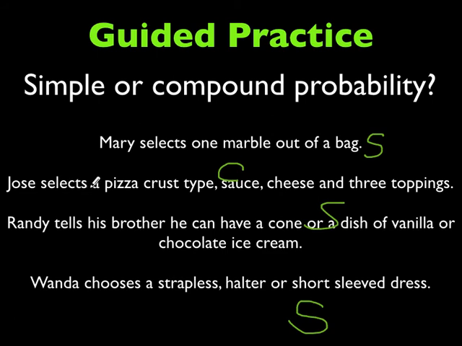And here, he selects a pizza. He selects pizza crust type. We don't know how many types of crust are in there. He selects a sauce, whether it's a barbecue or what other choice? Buffalo sauce or whatever sauces are in there. A cheese and three toppings, and we don't know how many toppings are in there. So it's obviously a compound probability.